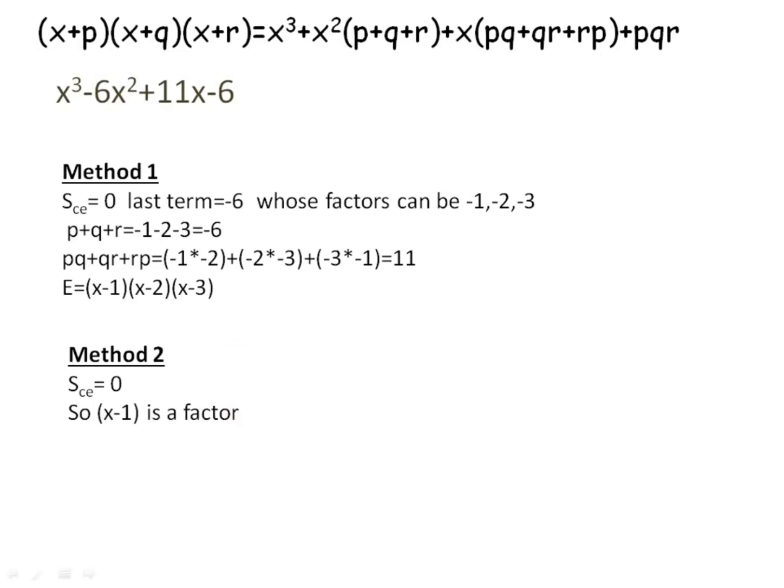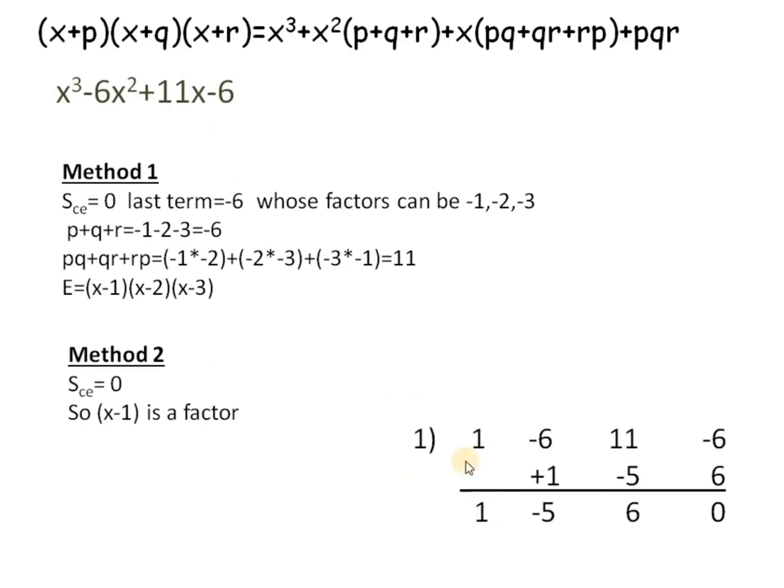So you can divide the cubic polynomial by the factor method and immediately get an answer. So 1, 6 minus 6, plus 1 minus 5, 11 minus 5, 6. And this 0 only confirms that this is the perfect factor. And we got the quadratic equation x square minus 5x plus 6. And we are factorizing it in the same way.